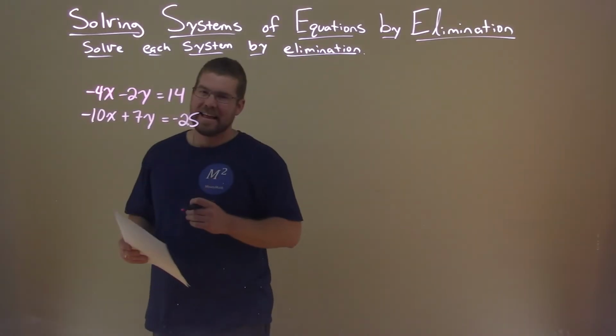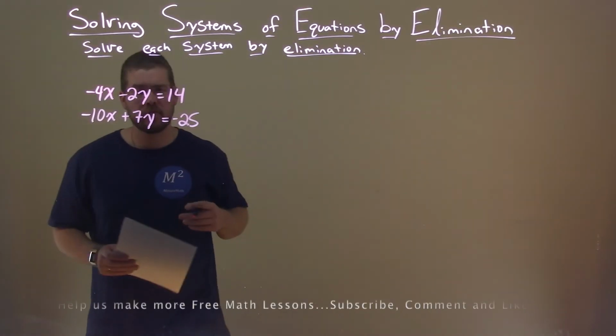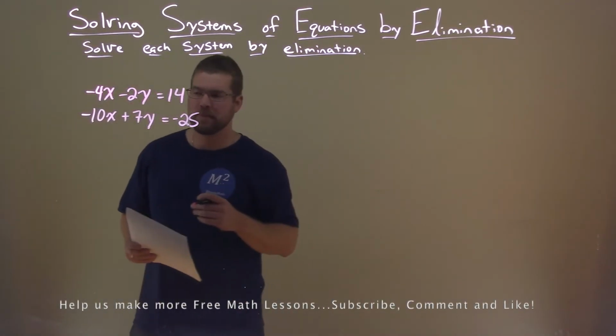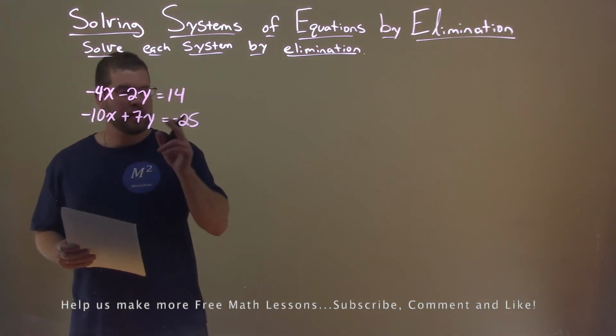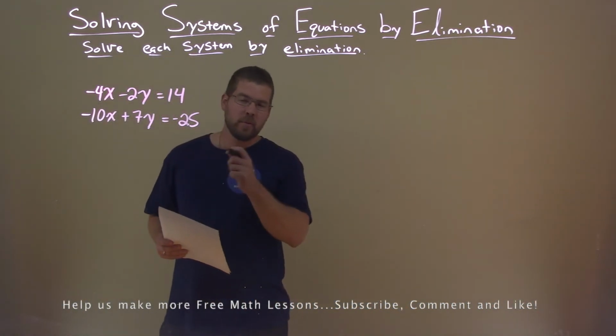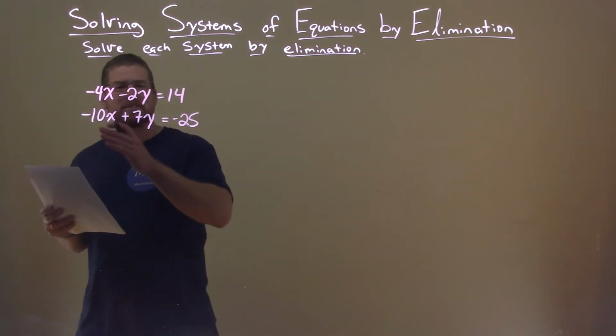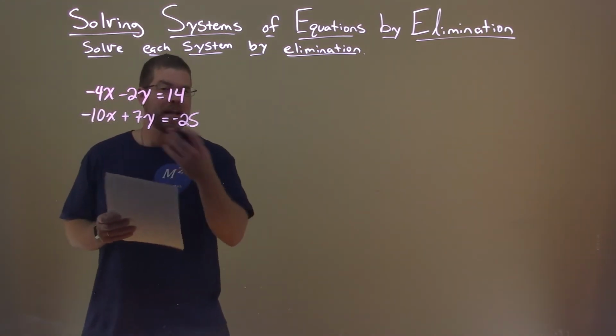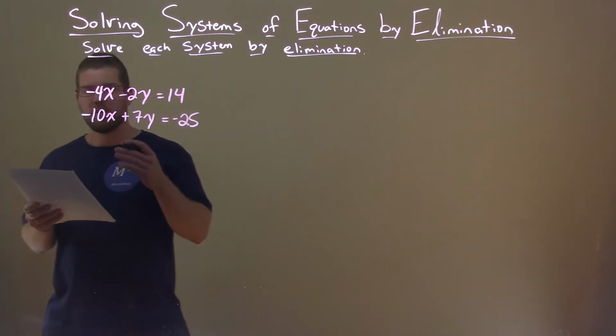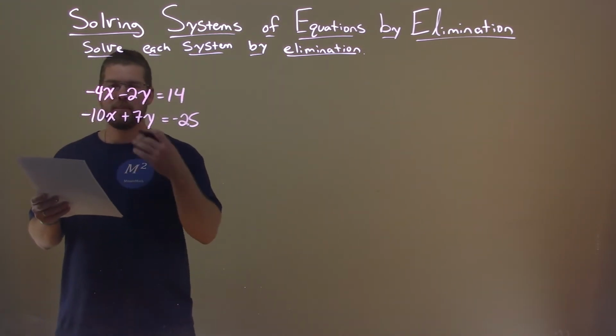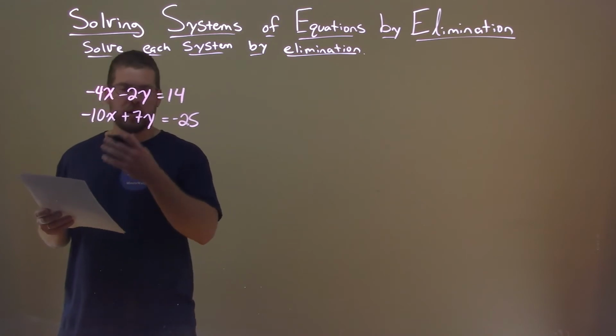We're given this problem. Negative 4x minus 2y equals 14. Negative 10x plus 7y equals negative 25. And we want to solve this system. Well, I can't just add these two equations right now. Nothing's going to get eliminated. So we need to multiply the top equation and bottom equation by something to eliminate a variable.